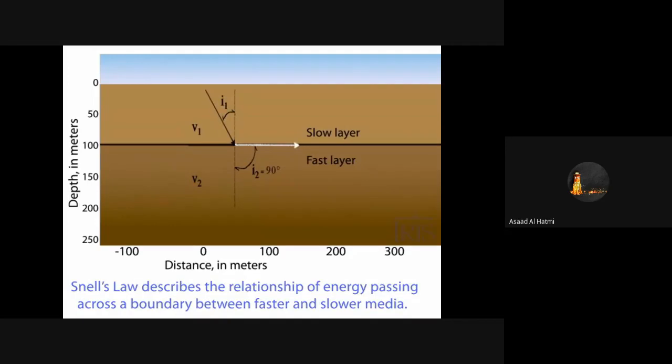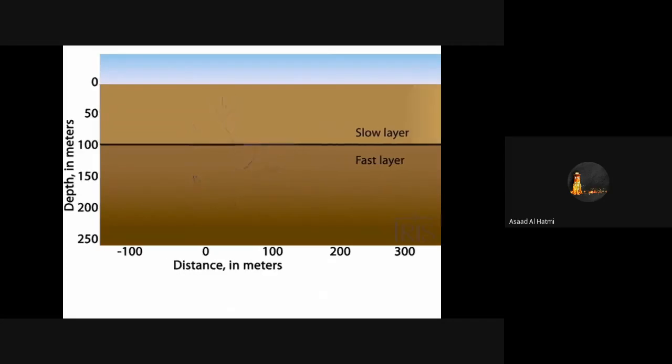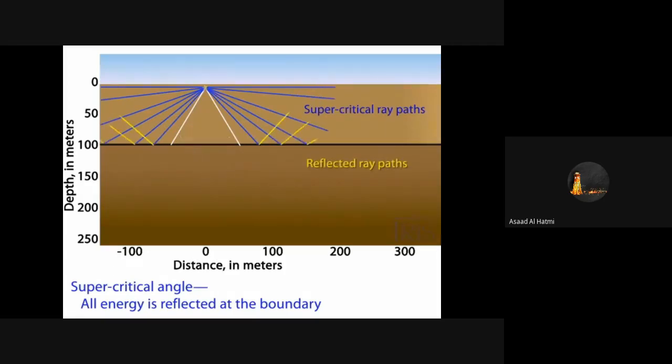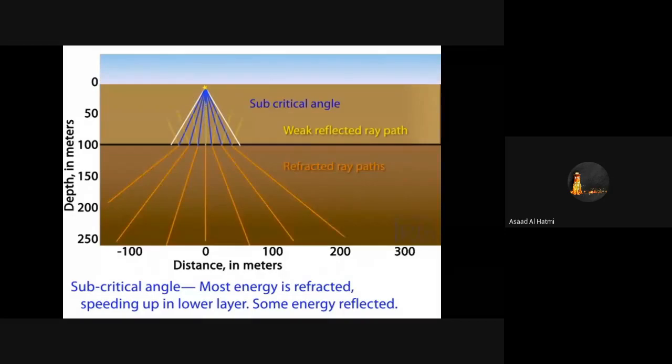When the rays are refracted 90 degrees from normal, they travel along the boundary in the fast layer. Ray paths aimed at a layer at more than the critical angle will have all the energy reflected back to the surface. This is known as a supercritical angle. Rays that strike the boundary at less than the critical angle are called subcritical ray paths and have most of the energy refracted to travel at a shallower angle in the fast layer with less energy reflected upward.